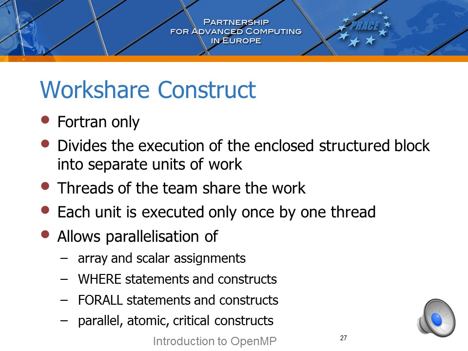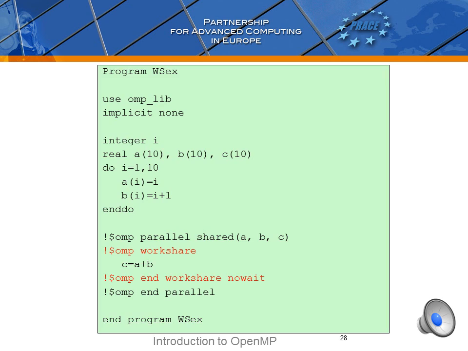The workshare construct is defined only for Fortran. It is used to divide the execution of the enclosed structured block into separate units of work. Threads of the team share the work. Each unit of work is executed only once by one thread. The workshare construct allows the parallelization of array and scalar assignments, where and forall statements and constructs, parallel and some synchronization constructs. To illustrate, consider parallelization of a simple vector addition program.